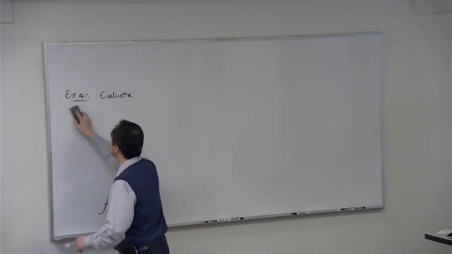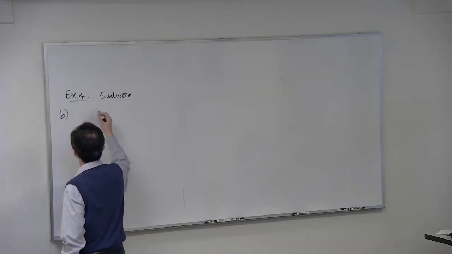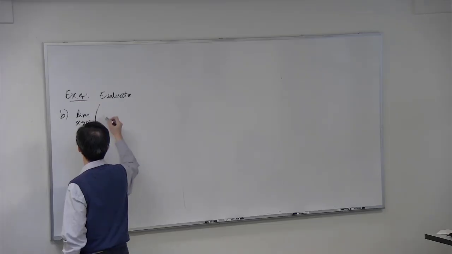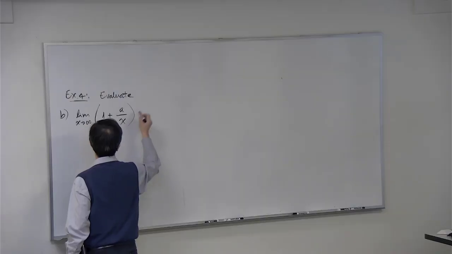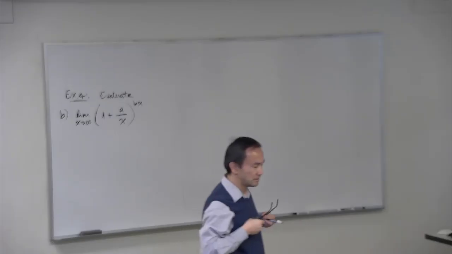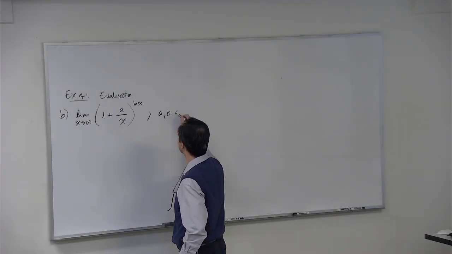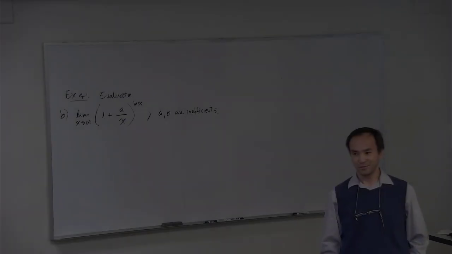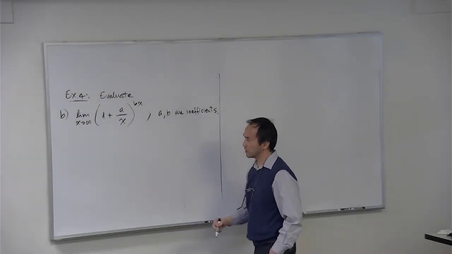The work may get a little lengthy, but it's okay. Let's say we want to find the limit as x approaches positive infinity of 1 plus some constant a over x, raised to the power bx. Make a note on that: a and b are coefficients, or some constant values. So only the variable x is the one that's changing. Let's see how we can work on that.